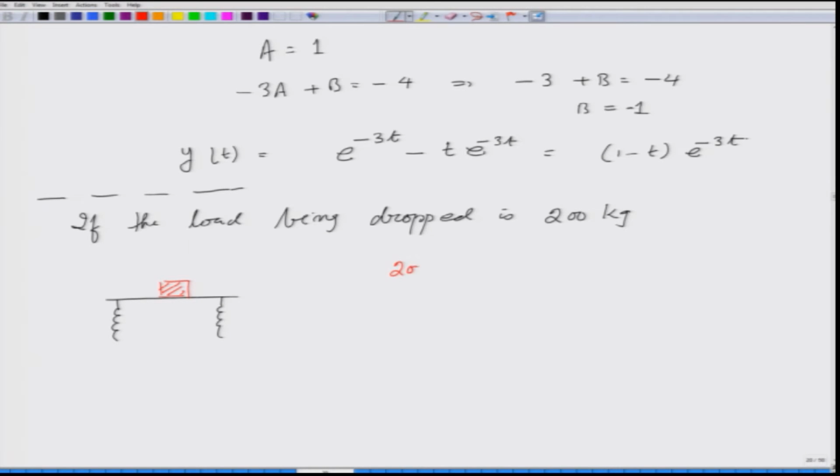This time I am going to have 200 square root of 20. This fellow falls down. By momentum conservation it is going to be 250 times v. So, v going down is going to be 4/5 square root of 20 meters per second. And this is v at 0, so y dot at 0 is going to be minus 0.8 square root of 20 meters per second.